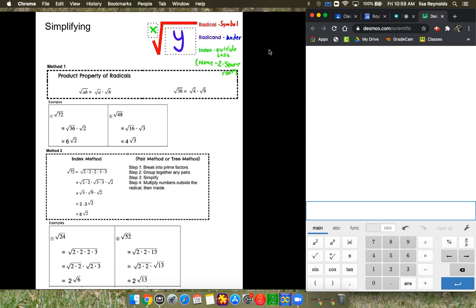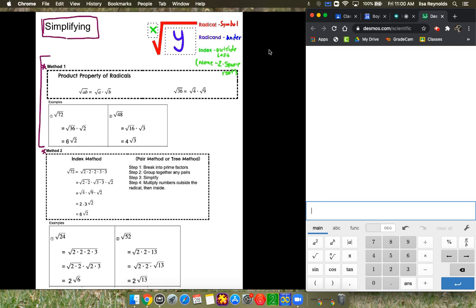So we're going to be working with simplifying radicals. So this first set of notes is all about simplifying, and there's two methods. And I personally prefer method 1. Method 1 uses the product property of radicals, which says that I can write any number as a multiplication problem, and then I take the square root of each piece of that multiplication problem.